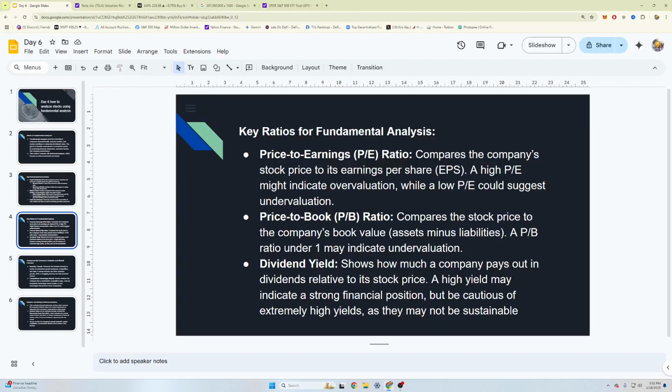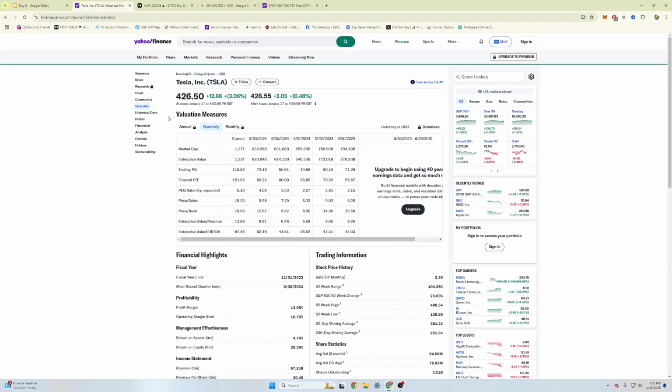Price to book ratio compares the stock price to the company's book value. A price to book ratio under one may indicate undervaluation. So if it's under one, one is basically where it needs to be, at a set value, right? So this price to book is over when it's at $20. So it's $20 over the book value. So basically for everything in the company, the price is $20 over. So that'll be considered overvaluation. And Tesla is definitely overvalued right now.